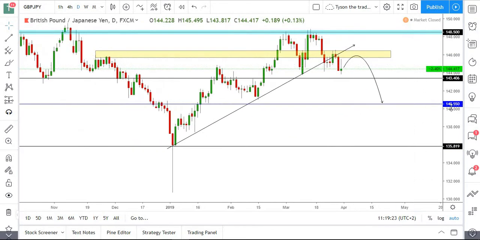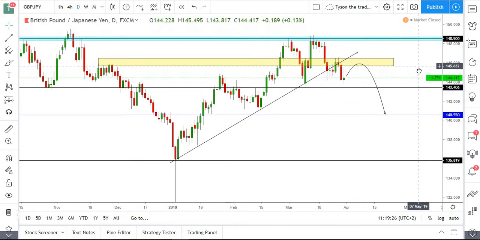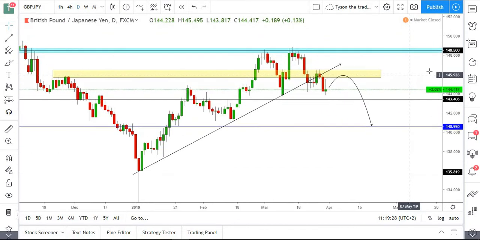GBPJPY is also looking great for long opportunities, guys, and I'll break it down for you. Here I don't really need to go to the bigger time frame because the chart is just showing all the signs that I need to enter into a trade or to look for a possible entry.